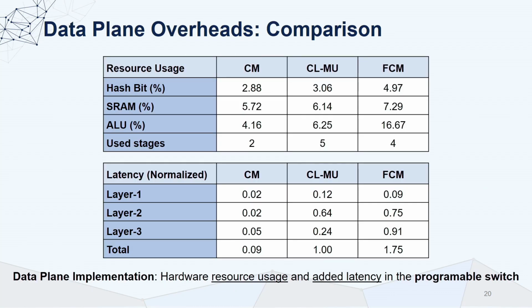We analyzed the data plane overheads of 3 schemes using a programmable Tofino switch. Because of its simplicity, Countless's resource use is the lowest compared to the other schemes. Other than the number of stages used in the data plane, the resource consumption of Countless is lower than the FCM sketch. And regardless of the additional stages used, the total latency of Countless is only 57% of the FCM sketch.